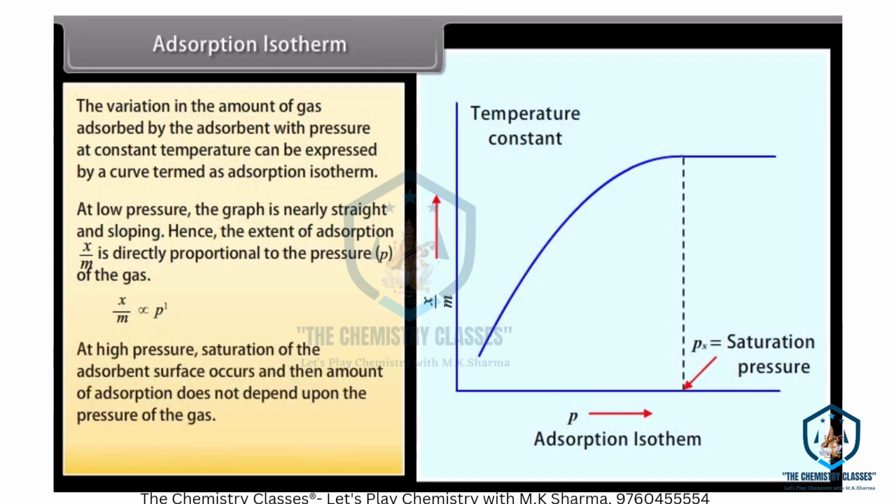At high pressure, saturation of the adsorbent surface occurs, and then the amount of adsorption does not depend upon the pressure of the gas. This can be expressed as x/m ∝ P^0.